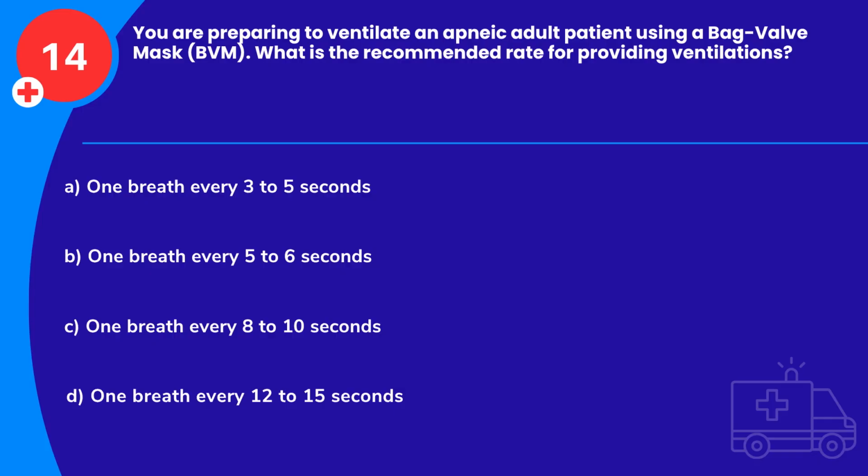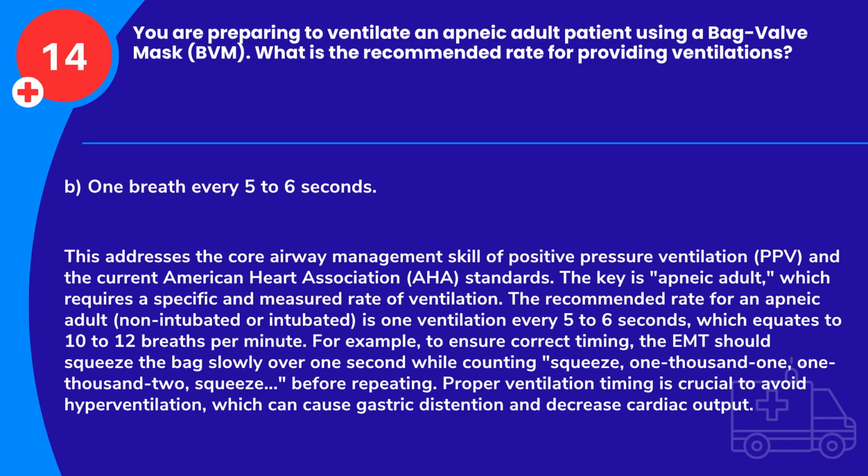Question 14. You are preparing to ventilate an apneic adult patient using a bag valve mask. What is the recommended rate for providing ventilations? A. 1 breath every 3 to 5 seconds. B. 1 breath every 5 to 6 seconds. C. 1 breath every 8 to 10 seconds. D. 1 breath every 12 to 15 seconds. Answer: B. 1 breath every 5 to 6 seconds.